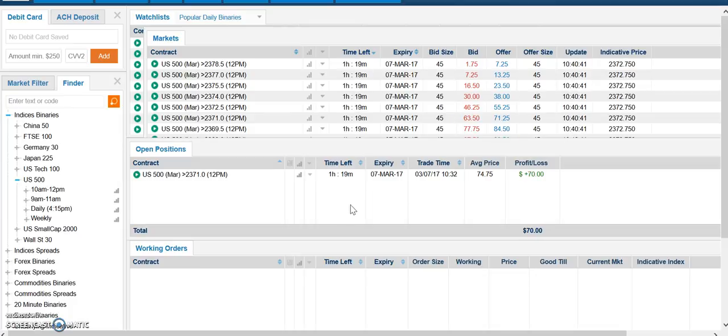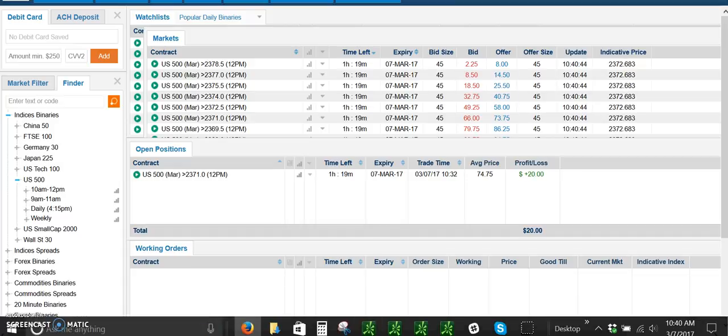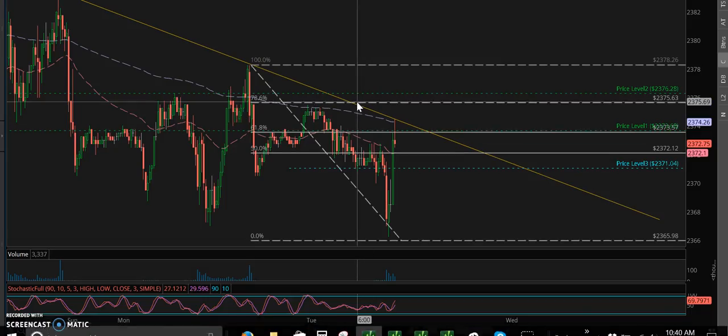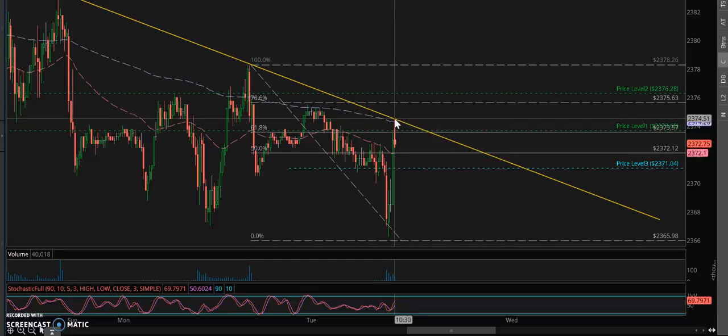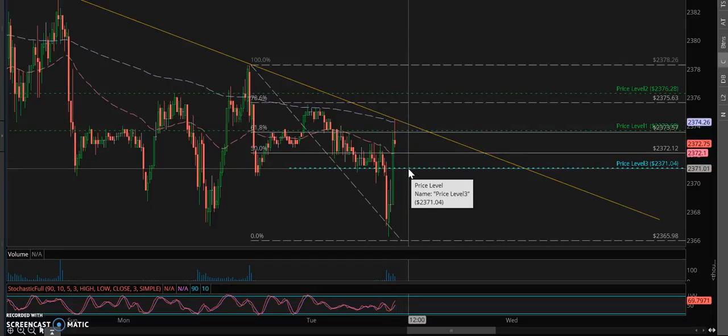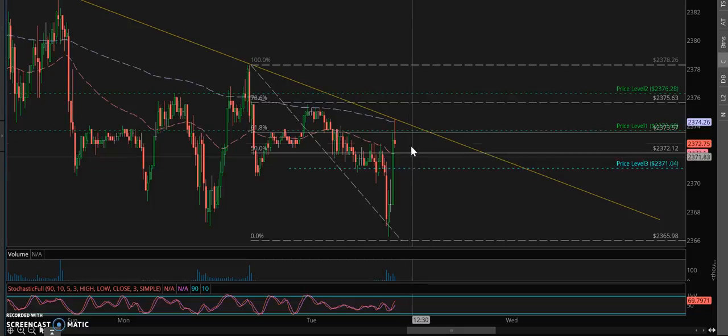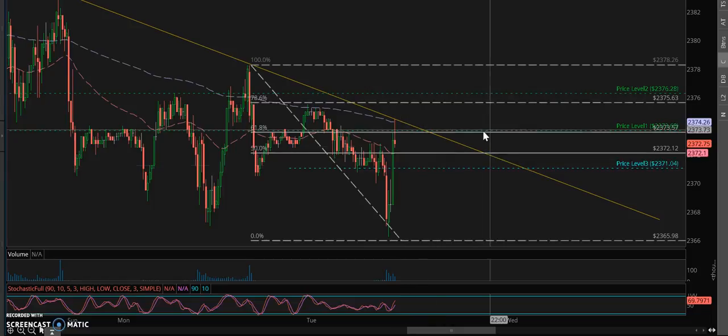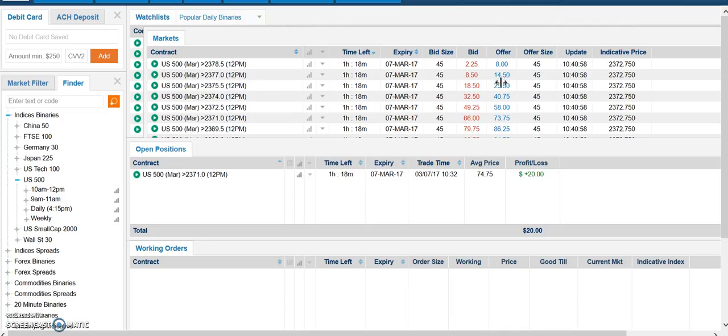Hey guys, so we're starting to get some movement in the right direction. You can see I'm sitting plus 60, plus 70, kind of going back and forth between those. I entered right at the test of this trend line, and again I have an out of the money at 2371, looking to trade it down into those levels. I also entered short where I took my long TF position off.